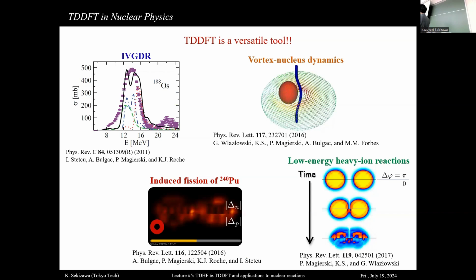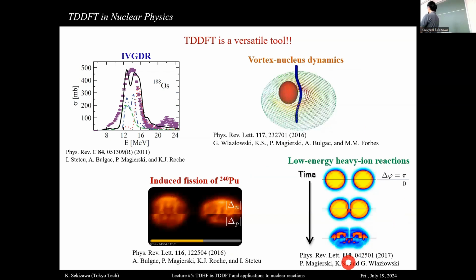Without adjustable parameters to describe this excitation mode, you can see that it agrees quite nicely with experimental data. The other example is fission dynamics. By solving the Kohn-Sham equation, we can prepare some elongated nucleus, and then evolve it in time. So we can dynamically see how a heavy nucleus fissions. After fission, we can calculate the average number of particles, the kinetic energy of the fragments, the excitation energy of the fragments, and so on, and compare with experimental data.